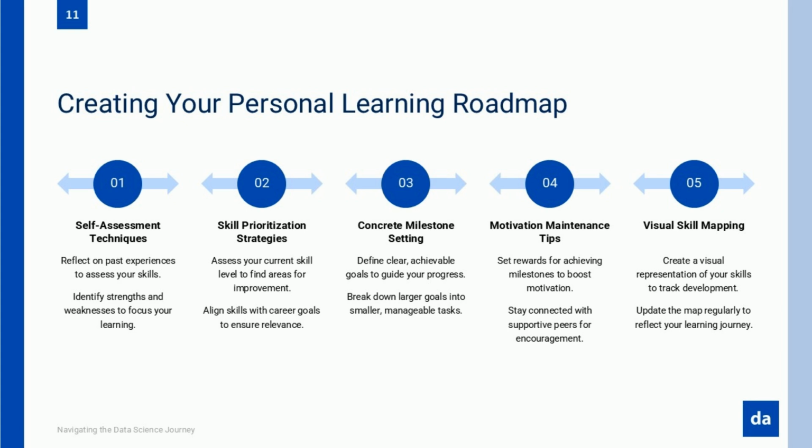At the synthesis and evaluation levels, you might combine multiple algorithms into an ensemble approach and critically assess the business impact of your model. Your milestone might involve developing a complete solution that not only predicts outcomes but also generates actionable recommendations. This structured progression ensures that your learning builds systematically rather than haphazardly. Each milestone represents a meaningful step toward mastery with clear criteria for achievement.